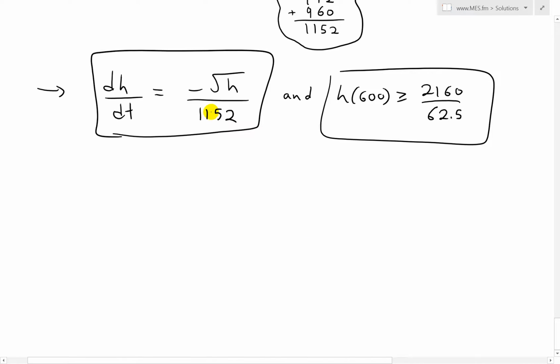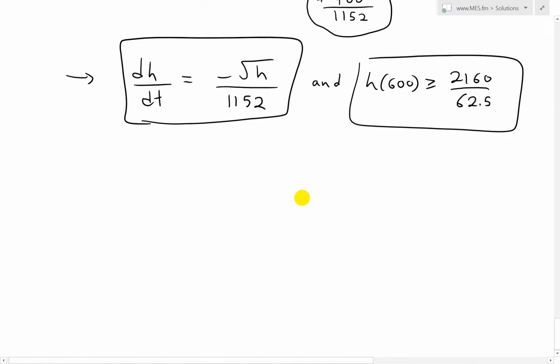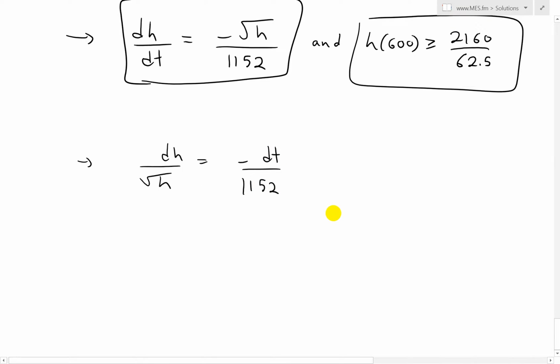This is the condition we want to meet, and this is just a basic differential equation problem. This is a separable equation, so we can separate the h's on the one side and the t's on the other side, and then see if we could solve this explicitly. So this is going to be dh over square root of h. Move this over, and then move the dt's on the other side. We'll have a negative dt over 1152. So that's how we separated them.